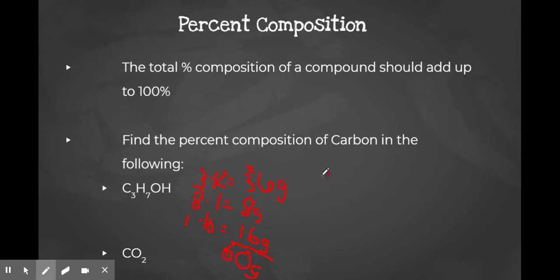So to do the percentage of carbon, we take the 36 grams of carbon divided by the 60 grams of the total. And that equals, I forgot to pull out my calculator, 0.60.